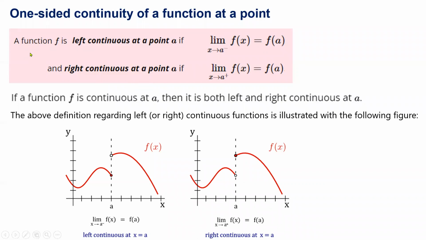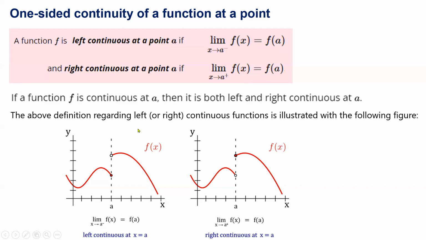In definition, we say a function f is left continuous at point A if the limit of this function when x approaches A from the left side equals the image of this function at this point A. And we say the function is right continuous at a point A if the limit of this function as x approaches A from the right side equals the image of this function at point A. If the function f is continuous at A, then it is both left and right continuous at A.